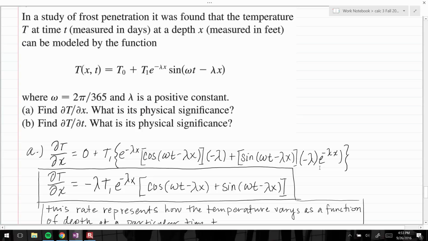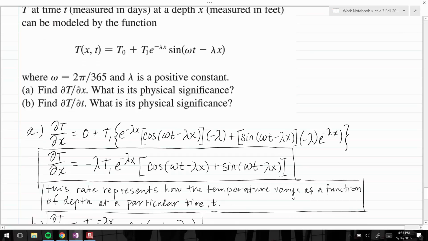Alright, so you simplify that, and you can factor out lambda, and then also e to the negative lambda x and a negative, so there it be. What is the physical significance? One way to state it is the rate represents how the temperature varies as a function of depth at a particular time t.